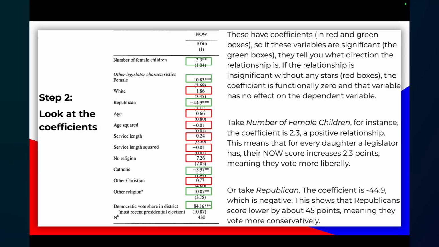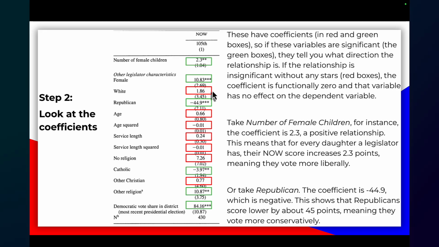Now, if we go on to our next step, we want to look at the coefficients. And there are a lot of coefficients here. Don't pay attention to the number in parentheses below, okay? That is called the standard error, and you don't want to interpret it. You just want to look at the number on top, the number not in parentheses. This is the coefficient, okay? So I've put in boxes all of the coefficients, so green or red.